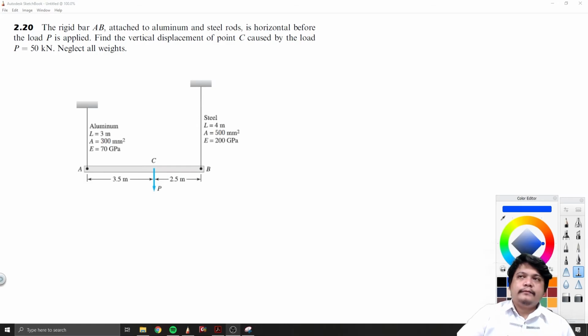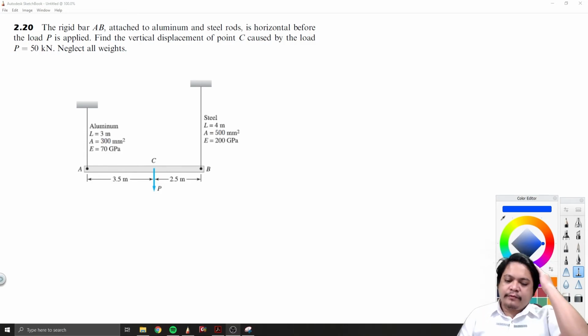Okay, so let's have this. The rigid bar AB attached to aluminum and steel rods is horizontal before the load P is applied. Find the vertical displacements of C caused by the load. Use P equals 50 kilonewton. Neglect all the weights. Okay?